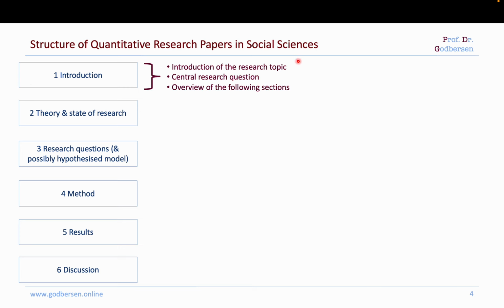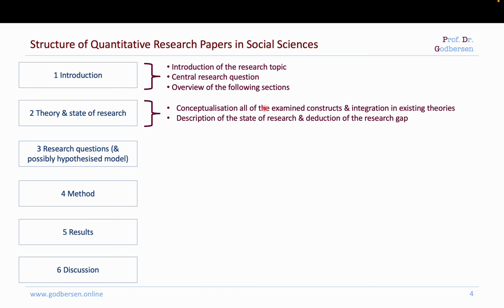Therefore, you will introduce the research topic very briefly normally, not a long argument there. You state the goal, the objective of your research. That is basically the same as your central research questions. And then you give a standard overview of the following sections. To answer these research questions, next is theory, then research questions in detail, methods, the results, and the results are discussed. So the reader knows, all right, this is what I can expect when I carry on reading this paper.